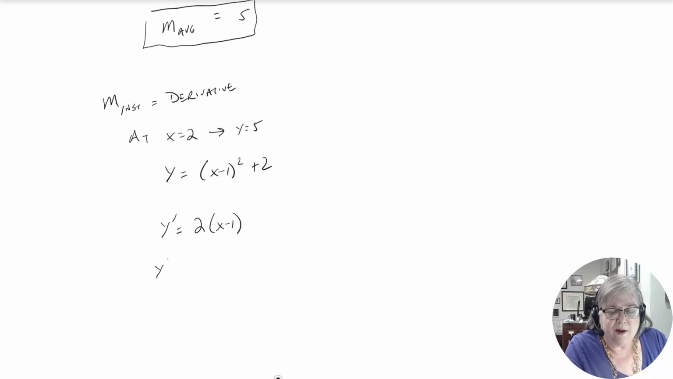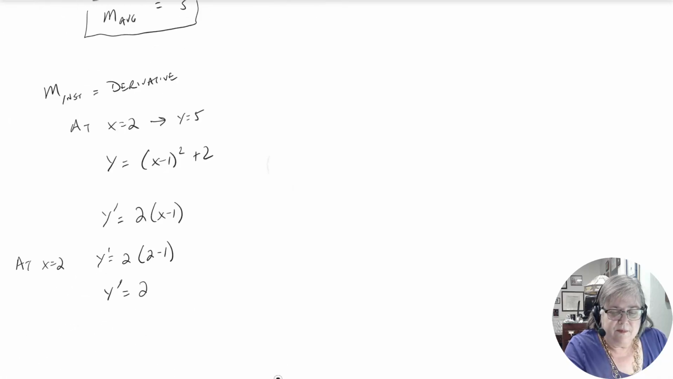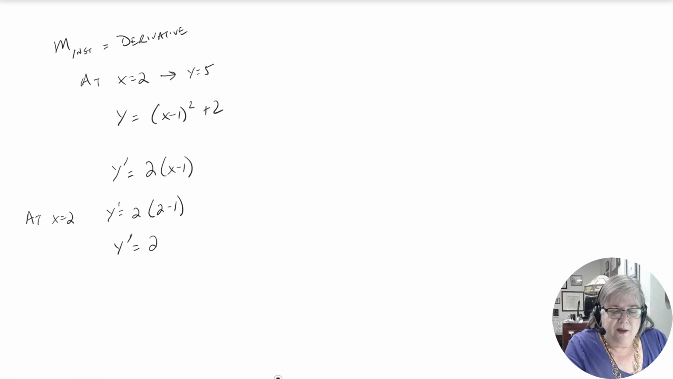So y prime is 2, and x is 2 for what we're curious about. You would substitute that in, 2 minus 1. So y prime turns out to be 2. Okay, so that's the instantaneous slope at this point right here. All right, so this would be the instantaneous slope.